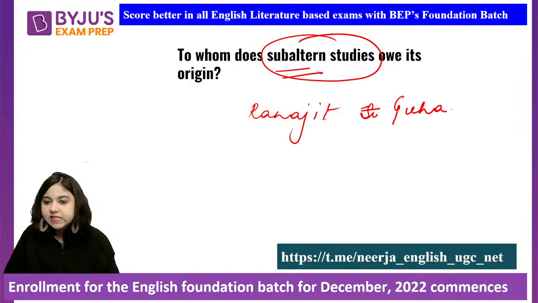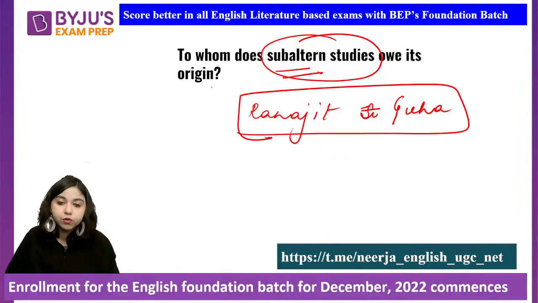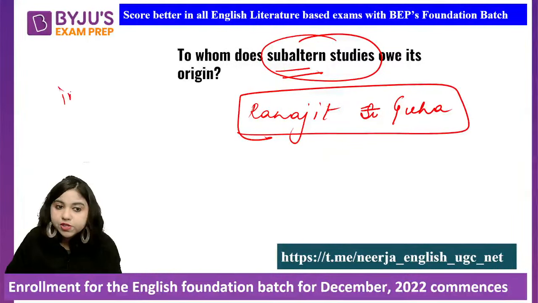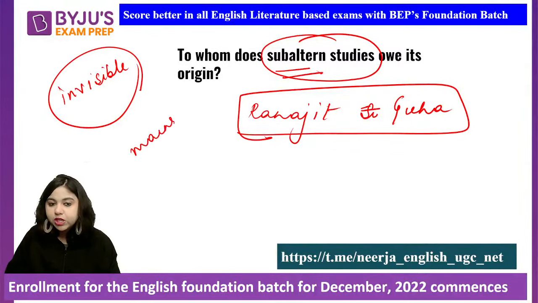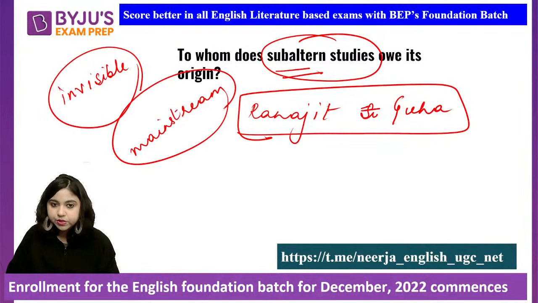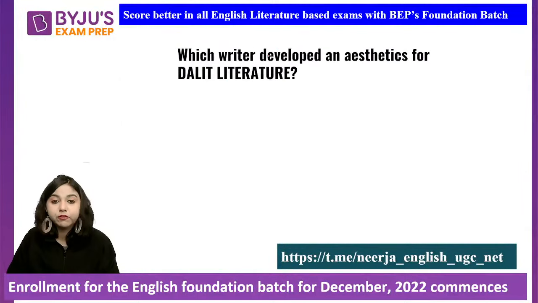Spivak is also considered to be a part of this legacy, but Ranajit Guha has played a very, very critical role. Who are the subalterns? The subalterns are the invisible, the marginalized, the people at the lower rung of society who are not getting visibility. People who have not been spoken about in the mainstream discourses, whom you're not really worried about in the mainstream discourses. So that is what we are talking about largely. That is, of course, important.